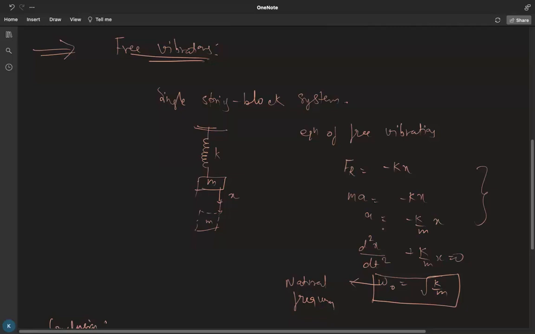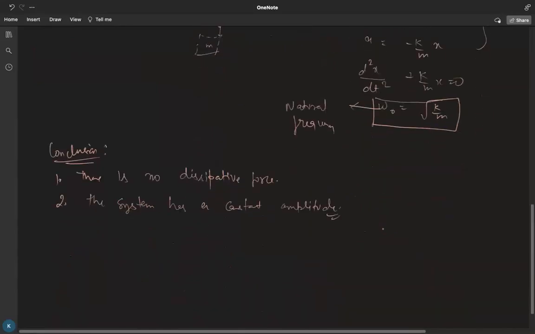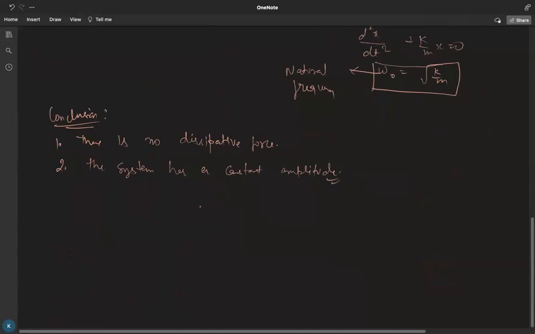Our main motto is to understand what things happen when vibrations are occurring, right? So the first conclusion is that there is no dissipative force, and the second is that the system has a constant amplitude. Now let me write the equations here. So x is equal to a sine omega naught t plus phi, which is the phase difference. This is the equation we have already discussed.